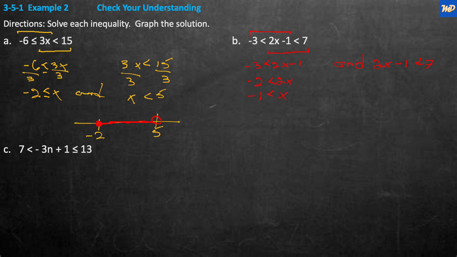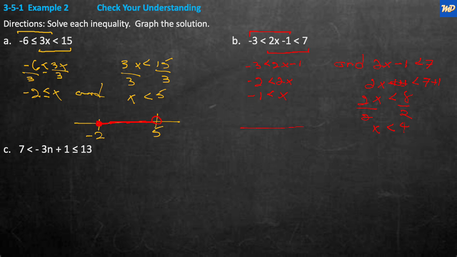And on the other side, we're going to add 1 to both sides. 2x minus 1, I'll do it this time. -1 plus 1 is less than 7 plus 1. And now we have these ones canceling. 2x is less than 7 plus 1 is 8. And divide both sides by 2, and we get x is less than 4. So -1 and 4, right?